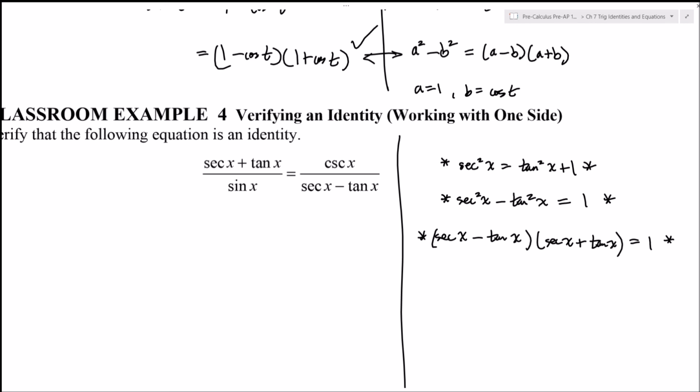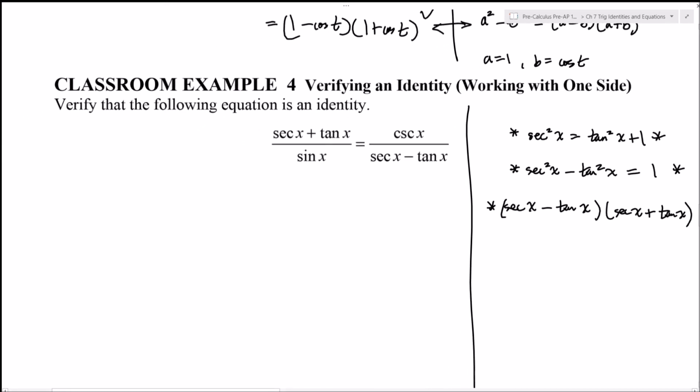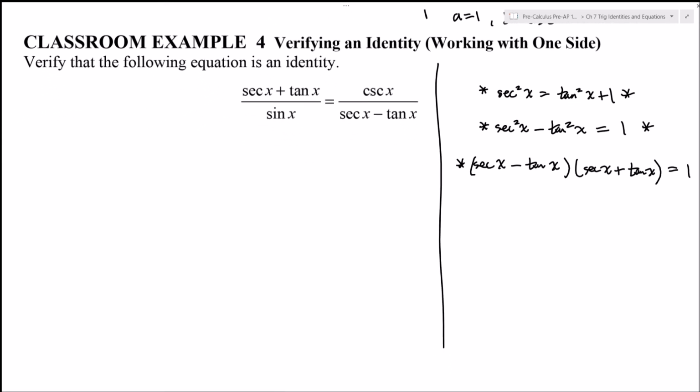So because I can work on either side and both of them look equally complex, I might want to just work with the left-hand side. It doesn't really matter. So the way that we can do this is I might want to force in some factors by multiplication on top and bottom. So I'm going to work on the left, like I said, secant x plus tangent x divided by sine x. And that's going to equal to something.